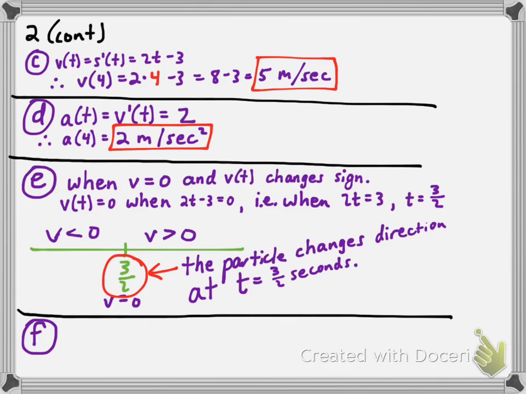Part D, acceleration is a constant. We can see that the acceleration at time t is 2 regardless of the time, so it's constant. That's going to be 2 meters per second per second.